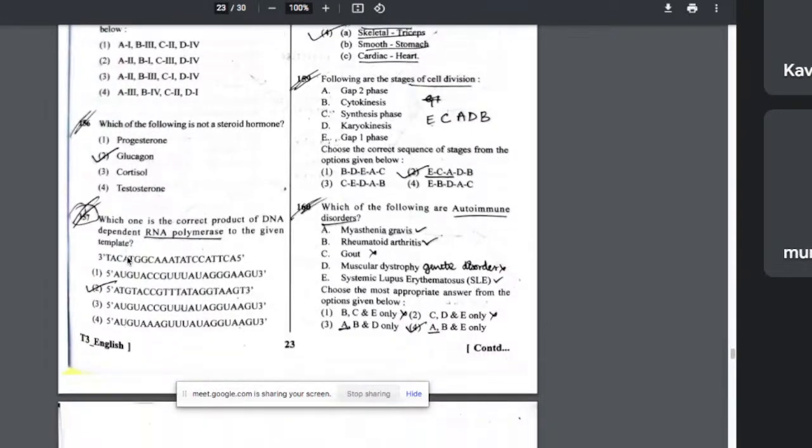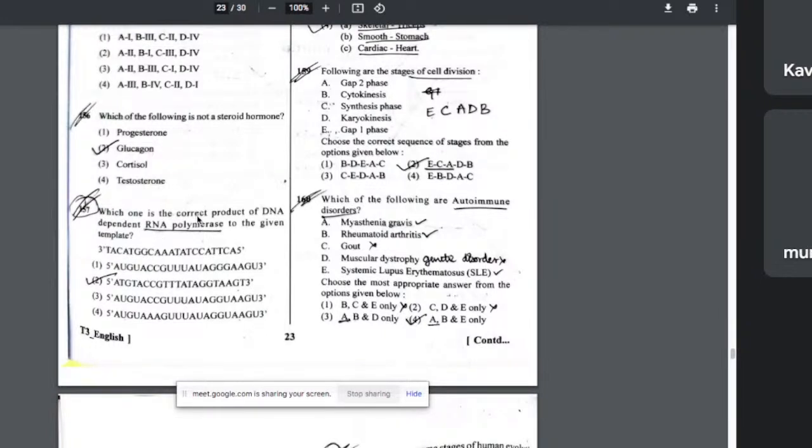Now looking at question number 157. Here the question is slightly tricky. They are asking what is the product of the DNA-dependent RNA polymerase? The strand which has to be formed will be an RNA strand. By the complementarity rule, T should be complemented with A. Looking at the options, the third option works out to be perfectly correct. You can work it out: T will be complemented with A, A will be complemented with U, C will be complemented with G, A will be complemented with U. If you go on like that, the answer should be 3 for the 157th question.